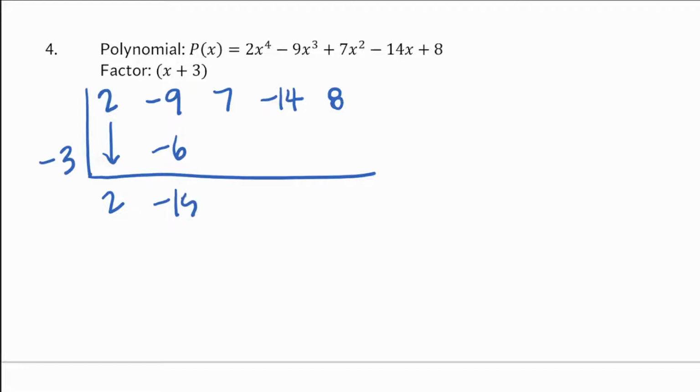Huh. I feel like I may have copied something wrong here. Okay, I'm going to keep going. I'm going to have faith, but 15 times 3 is 45.